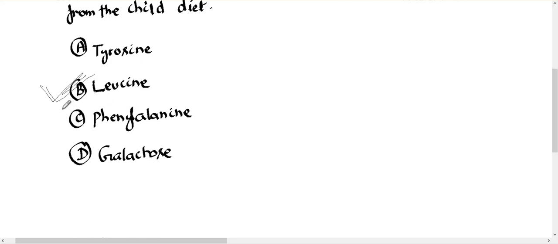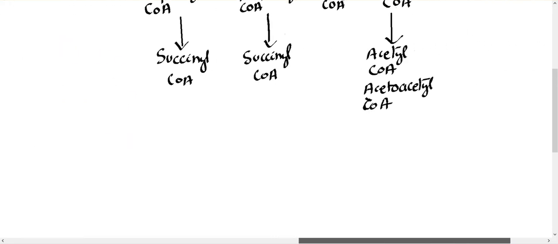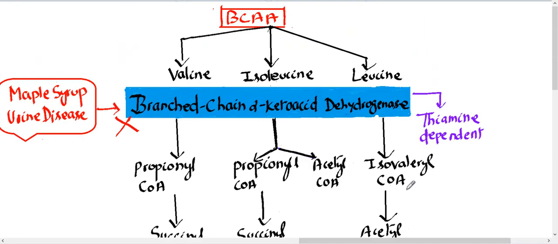Looking at the vignette, guys, the sweet smell of the urine, I'm sure it must be diagnosed as maple syrup urine disease. Before we see why leucine is the correct answer and the reasoning why the other answers are wrong, let's understand the metabolism normally and what happens in maple syrup urine disease. Now, what are the branched chain amino acids? Those are valine, isoleucine and leucine.